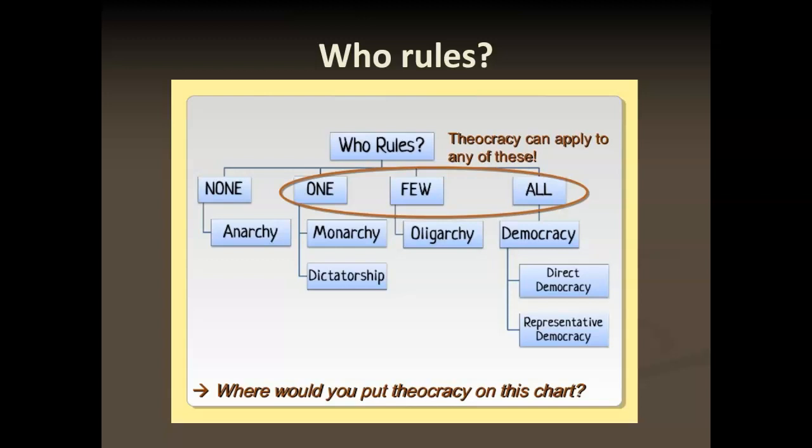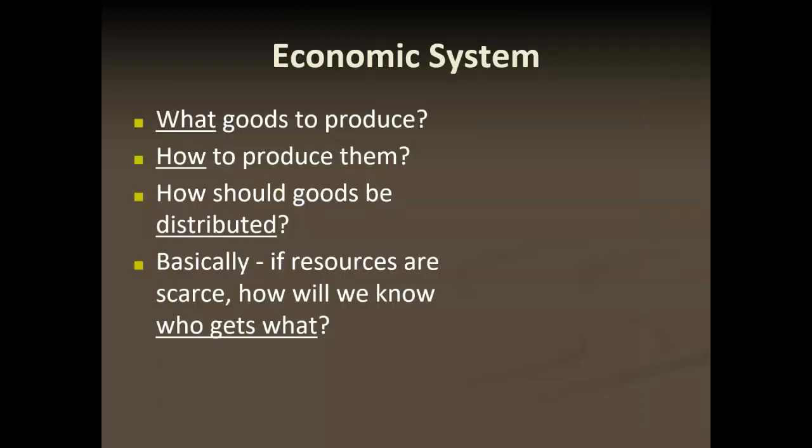But for the most part, we tend to see monarchies and oligarchies become theocracies, where religion is dictating the political rules. In terms of economic system, we're going to limit this to one slide. A society that has an economic system, and all societies do, big and small, answers a few questions. The first question is, what goods and services does a society produce?